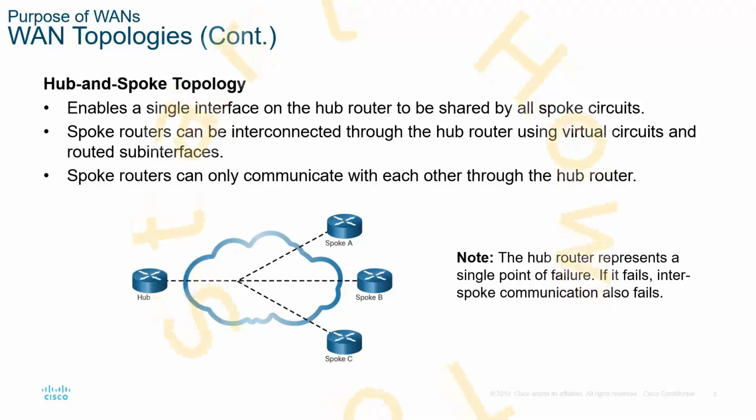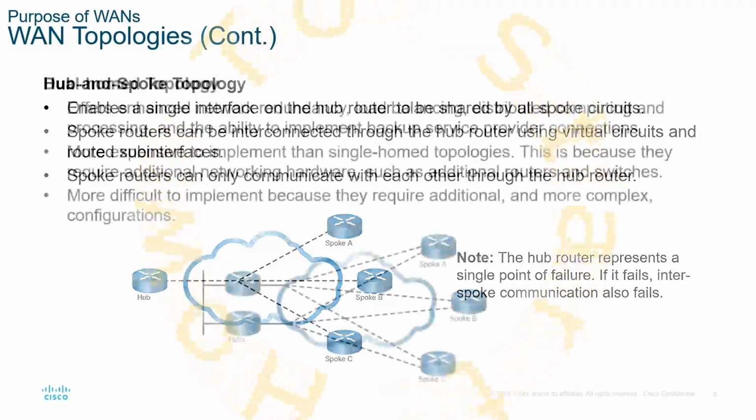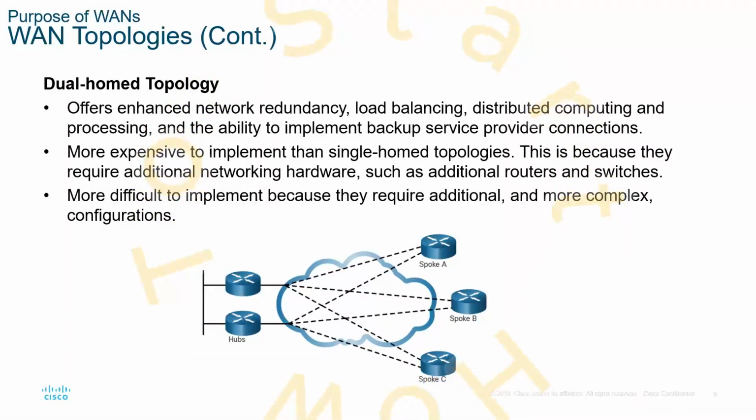And again, we could also think of this as a semi-multi-point. It does enable a single interface on the hub router to be shared with all of these spoke circuits. So on the hub, we have one connection, and spoke A, B, and C all share that one hub connection. And again, the layer 2, that cloud technology is irrelevant because the ISP is going to make it seem as if that cloud is completely transparent.